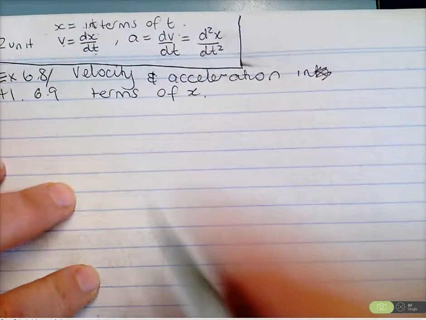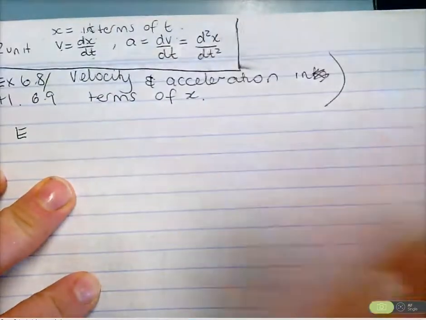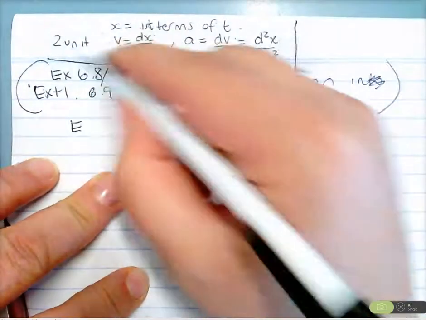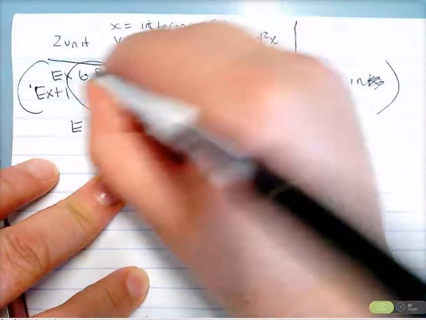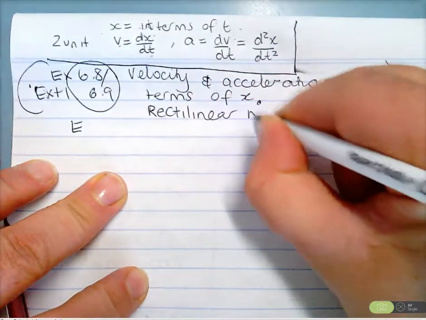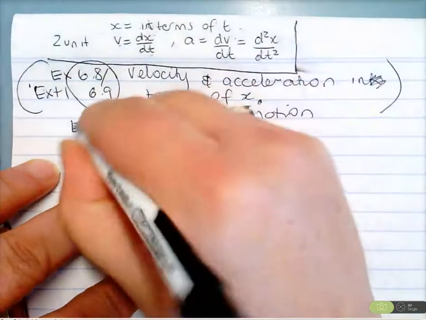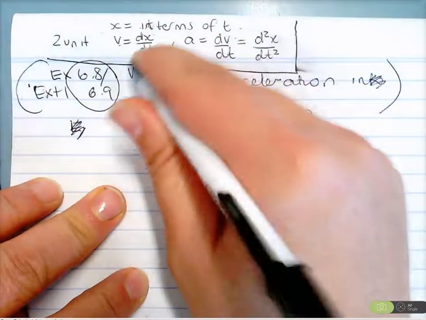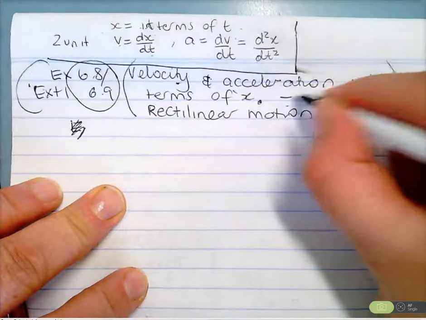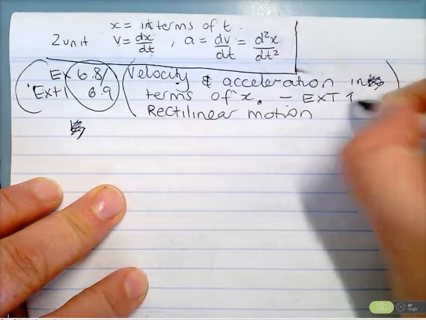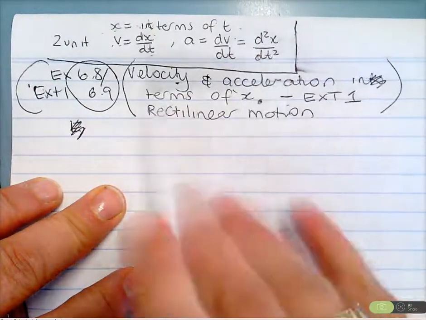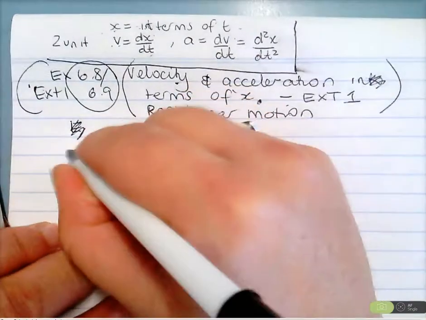So that's what's happening for the next 2 lessons, velocity and acceleration in terms of x. This exercise 6.8 and 6.9 is also called rectilinear motion. Don't ask me why. So you'll see it described as that, velocity and acceleration in terms of x, or rectilinear motion. Whenever you see that, that is extension 1. 2 unit will be velocity and acceleration in terms of t. So here we go.